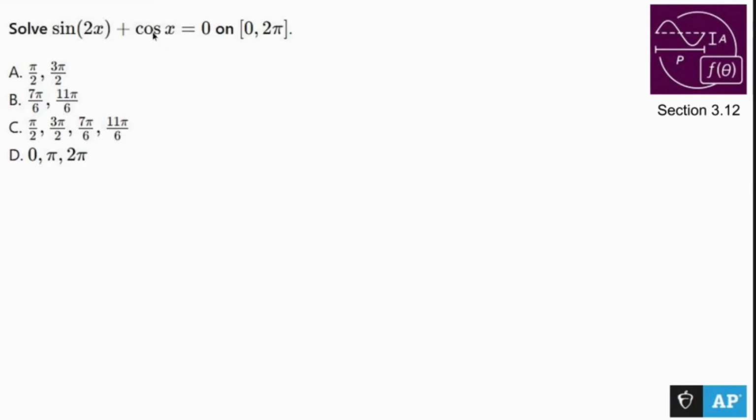Solve sine 2x plus cos x equals 0. There's not much I can do there except that I know that this is a double angle formula. Sine of 2x can be written out as 2 sine x cosine x. And so I could just keep writing that out as normal, and now I can do a little bit more.